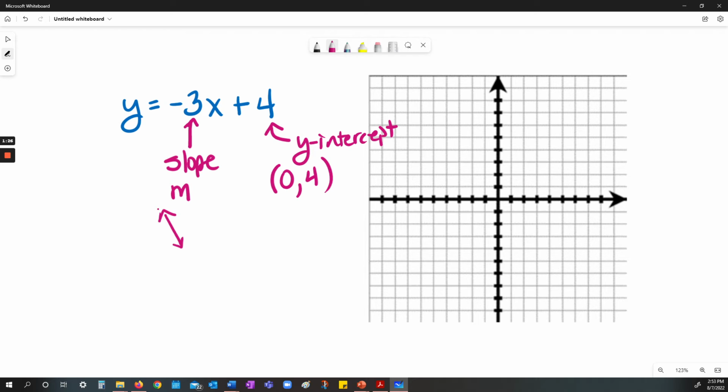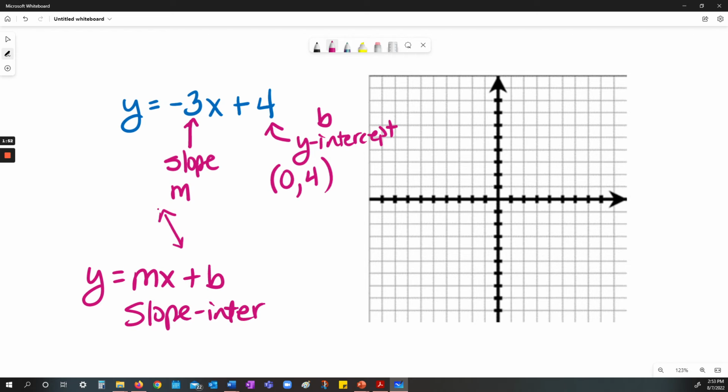In fact, you could plug 0 in for x, and this whole negative 3x term just zeroes out. You get y equals 4. So that's very easy to check. Oh, and the y-intercept is often labeled with a b. So we have what we call the slope-intercept form of the equation of a line. And it's really helpful.